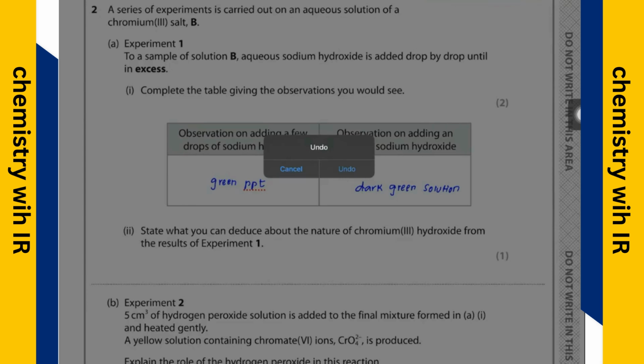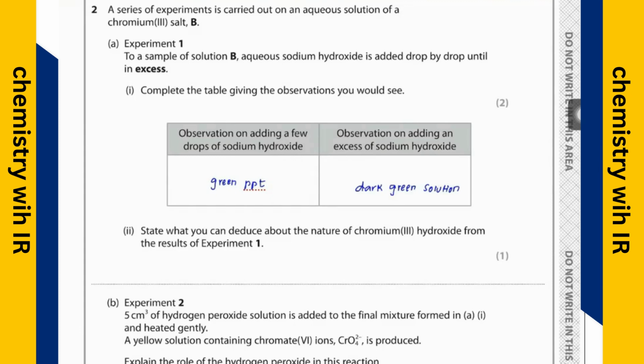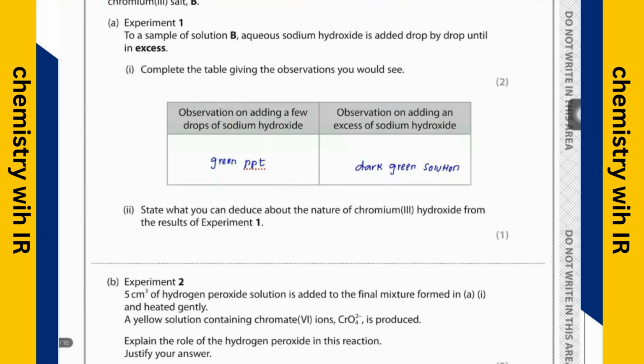And what about the next part? What you can deduce about the nature of chromium 3 hydroxide from the results of experiment 1?